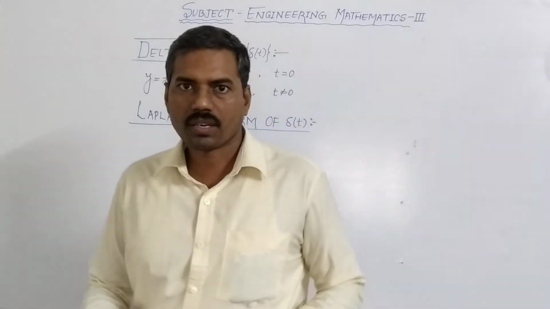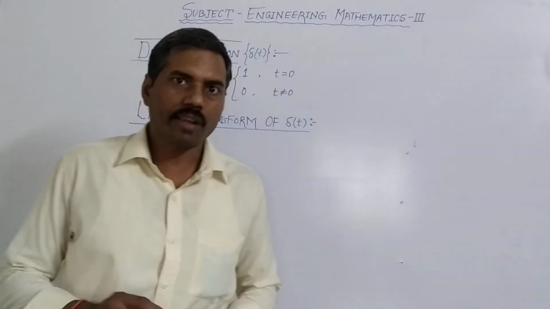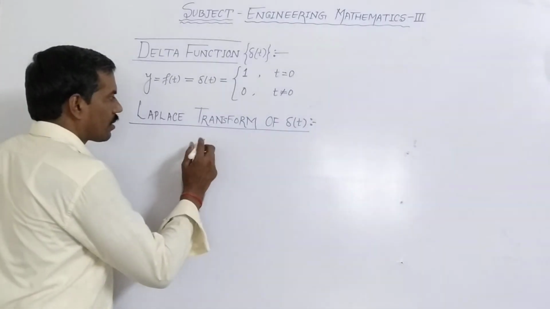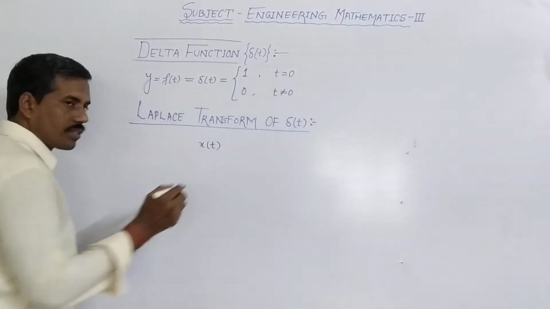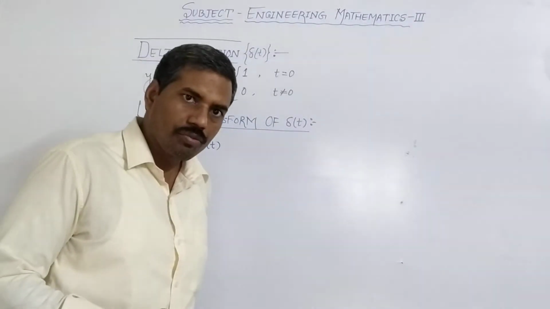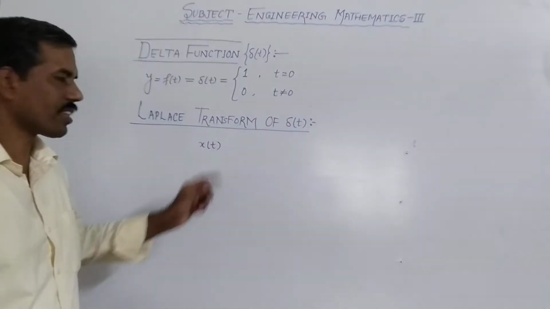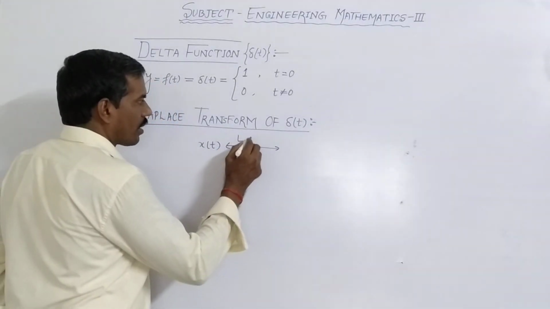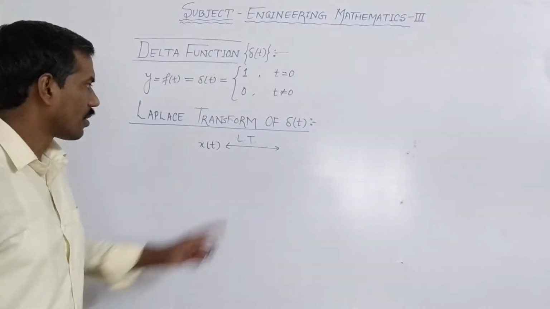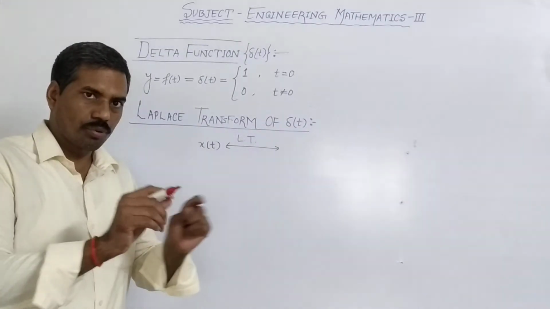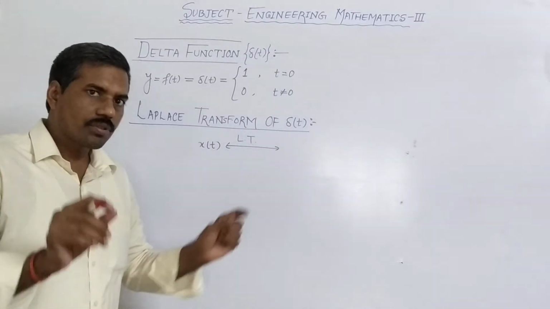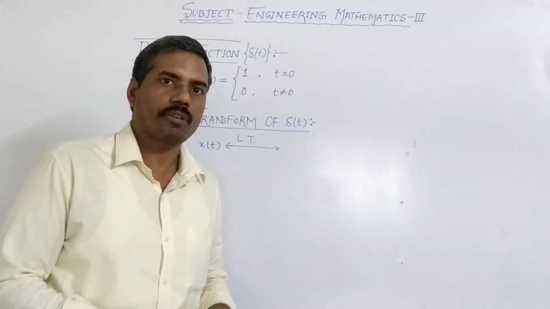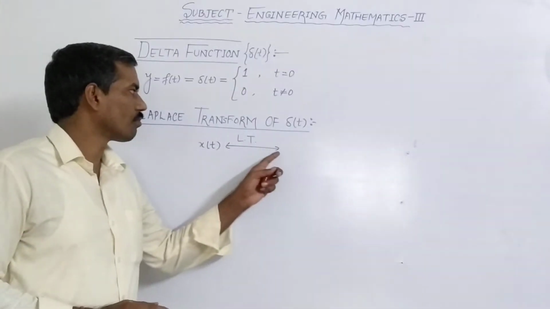Okay, students, now we have to find the Laplace transform of delta functions. Okay, since we know that if x(t) is an input function, we find the Laplace transform of x(t). The notation of this process is given as LT, Laplace transform. The arrow has both sides, since the Laplace transform has an inverse Laplace transform, so we get two arrows.